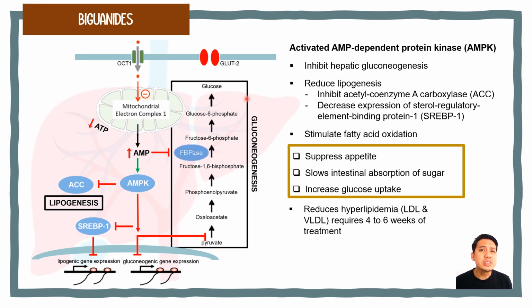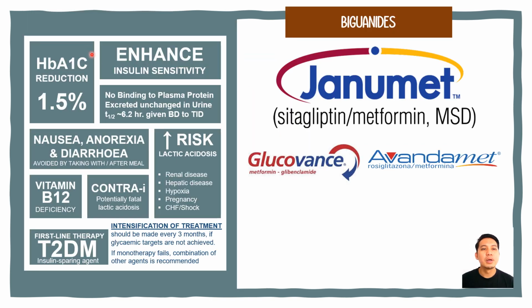But as a consequence of the metformin blockade of gluconeogenesis, this drug may impair the hepatic metabolism of lactic acid, which will cause lactic acidosis. Besides that, metformin is also able to suppress the appetite. It will slow the intestinal absorption of sugar and increase the glucose uptake. Compliance to metformin therapy is able to reduce about 1.5% of the HbA1c.